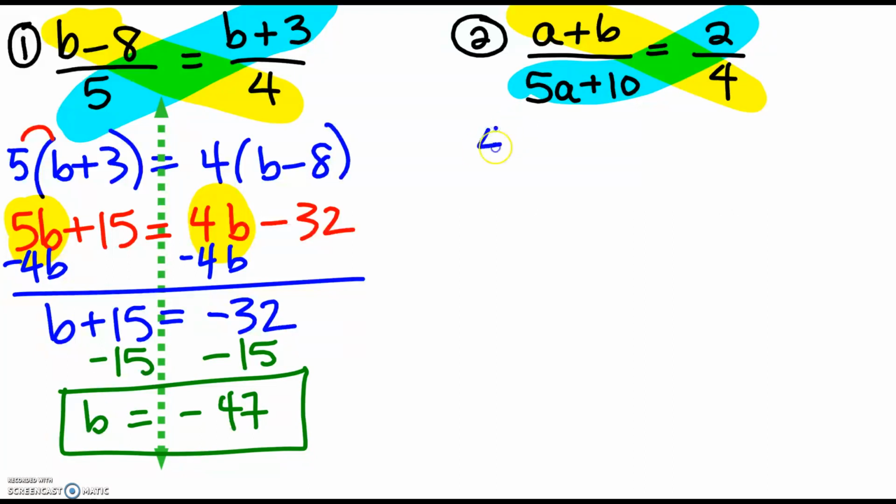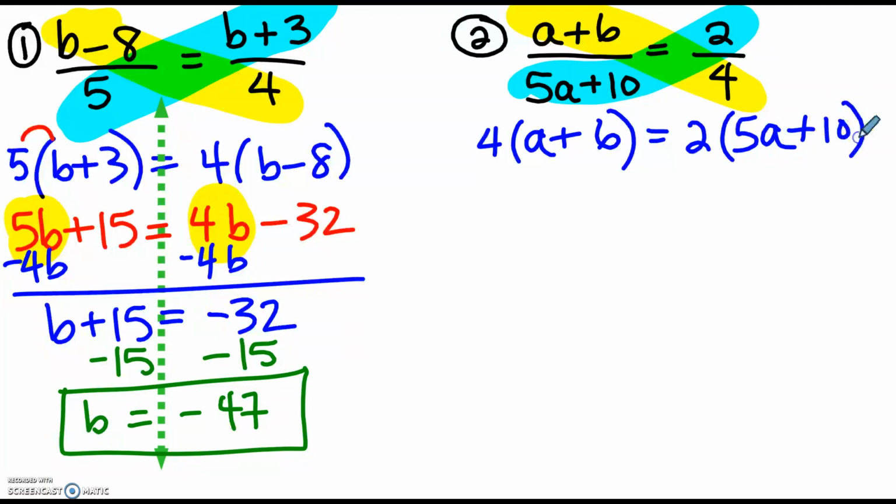I can say 4 times the quantity (a + 6), and that's going to be equal to 2 times (5a + 10). Okay, so now I need to distribute. 4 times a is 4a. 4 times 6 is 24. 2 times 5a is 10a. 2 times 10 is 20.